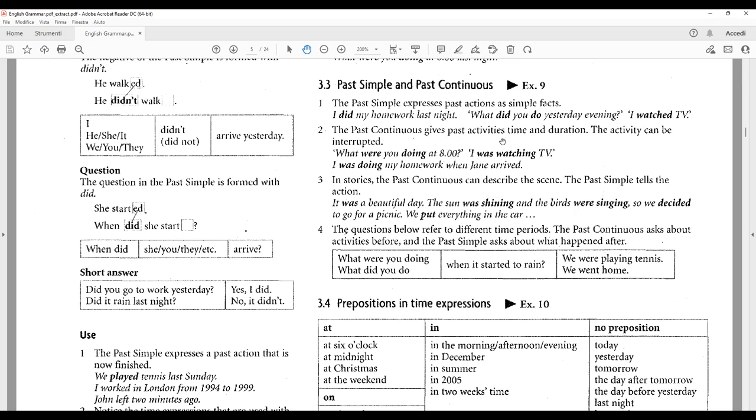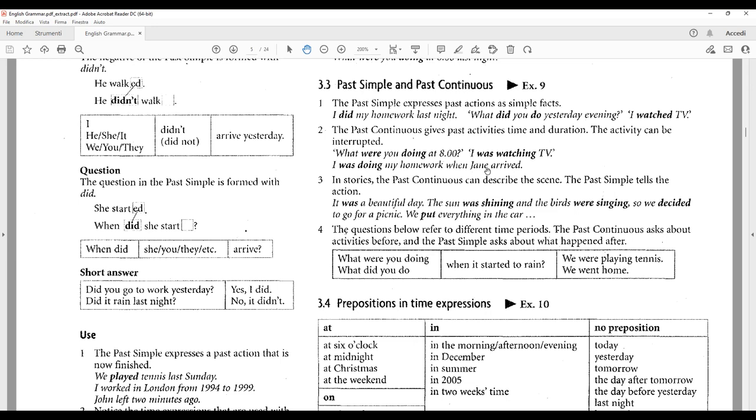The past continuous gives past activities time duration. The activity can be interrupted. What were you doing at 8? I was watching TV. What were you doing? Quindi cosa stavi facendo alle 8? I was watching TV. Ok? Stavo guardando la TV.